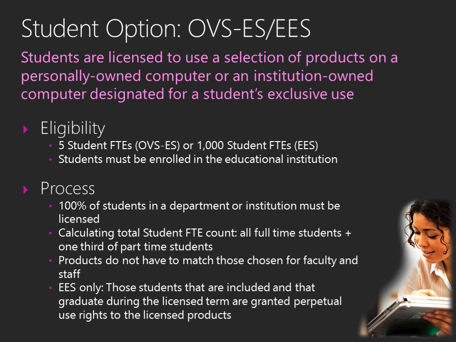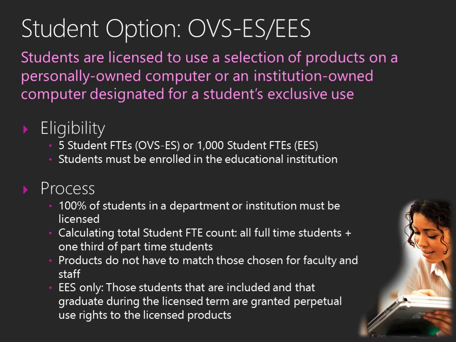Now OVS, ES and EES do also have a student option available, and again this allows you to license the students to use a selection of products on a personally owned computer or institution owned computer designated for a student's exclusive use. Now the eligibility varies slightly, so for OVS, ES there is a minimum student FTE count of 5, and for EES that minimum FTE count for the students of 1,000. And as you can imagine, the students must be enrolled in that educational institution.